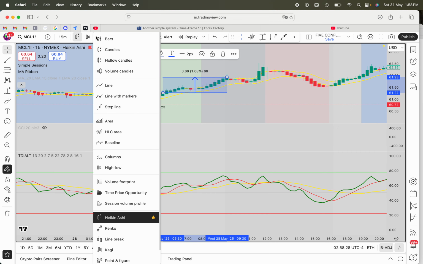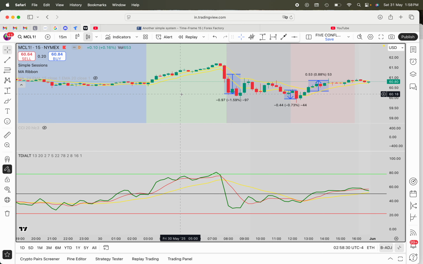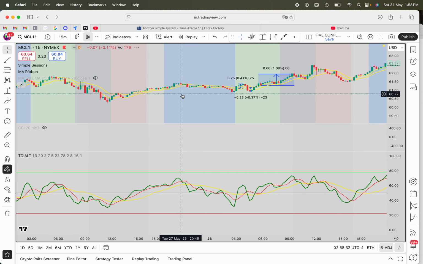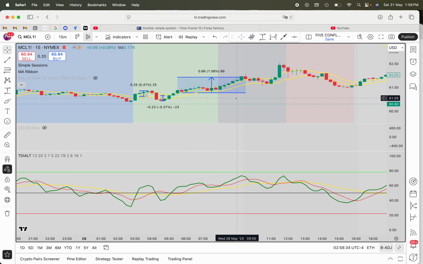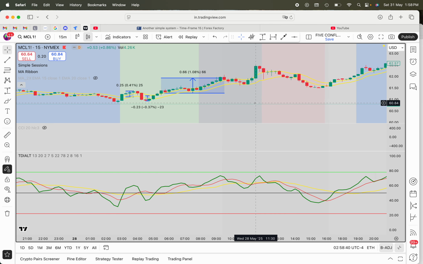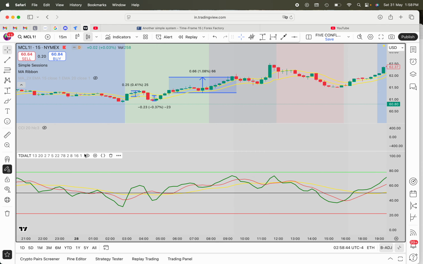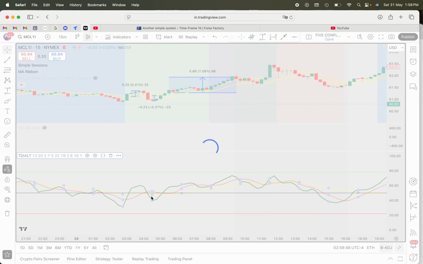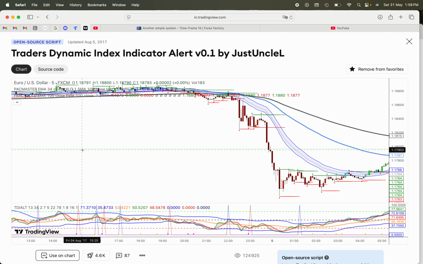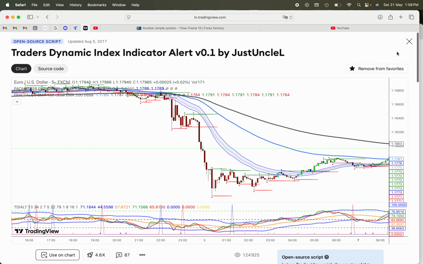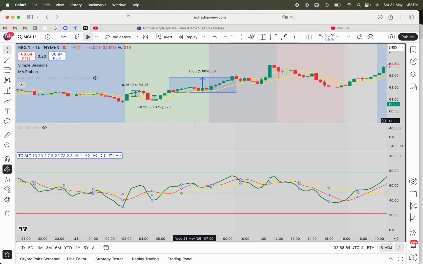I'm going to change this to candles just so we can have a look. That's where we were with candles, so it can work exactly the same with candles as well. It doesn't matter whether you use Heikin-Ashi or candles, I think. But yeah, Traders Dynamic Index, a very interesting little indicator that you could give a go on your charts.